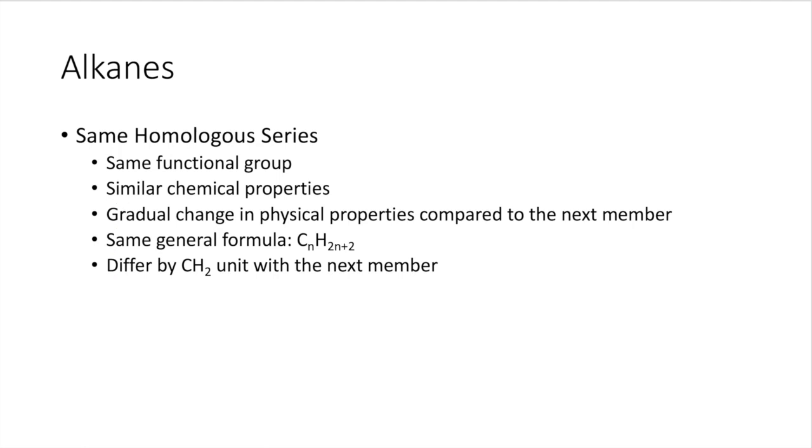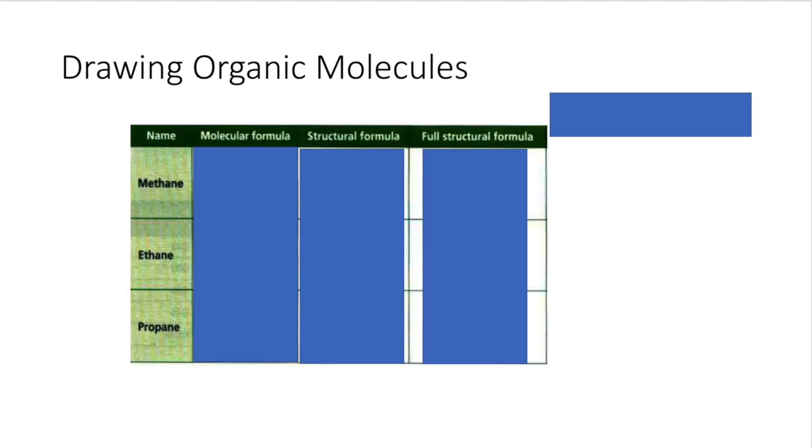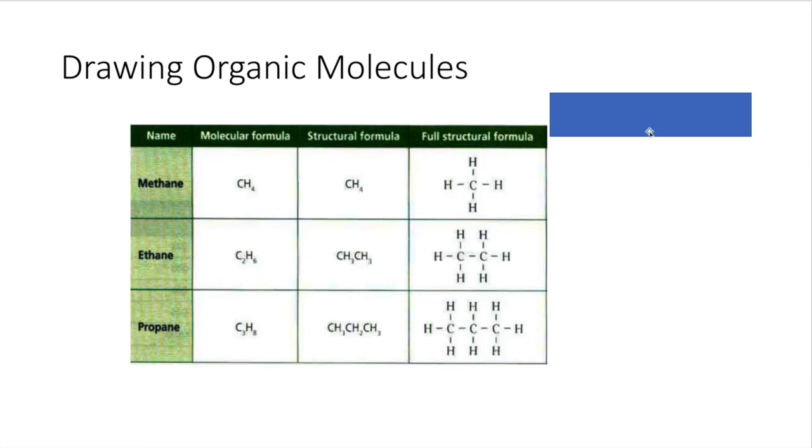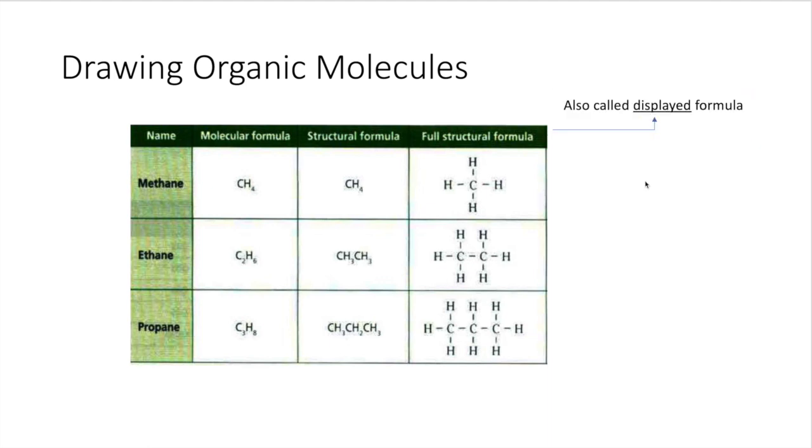So these are some of the properties of homologous series that applies to the other classes as well, like alkenes, alcohols, carboxylic acids, which we'll cover in future videos. So there are several ways to draw organic molecules. There's molecular formula, there's structural formula, there's also full structural formula. Full structural formula is also known as the displayed formula, where every single bond has to be drawn. So this you have to take note of.